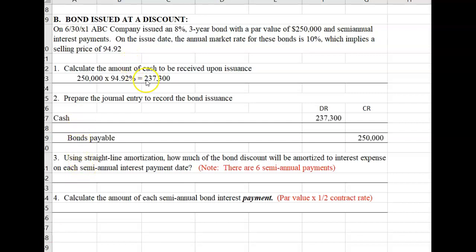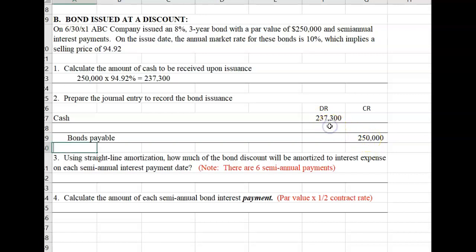Now we need to write a journal entry to record the issuance of the bond. So if we receive $237,300 of cash, we're going to debit cash for that amount. And we do have the obligation to repay the par value to our bondholders at the maturity date. So we have to credit bonds payable $250,000, but wait a minute, this journal entry is not in balance.